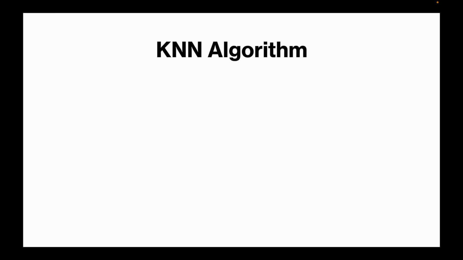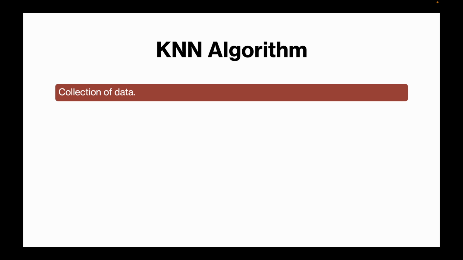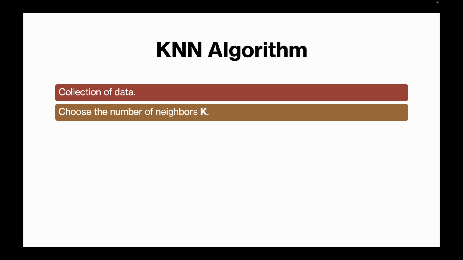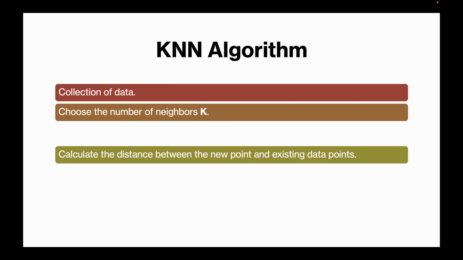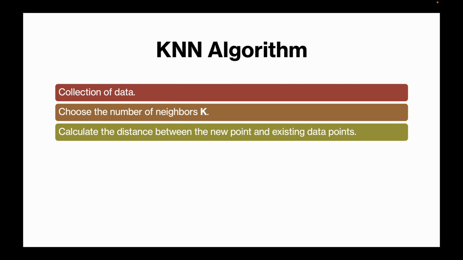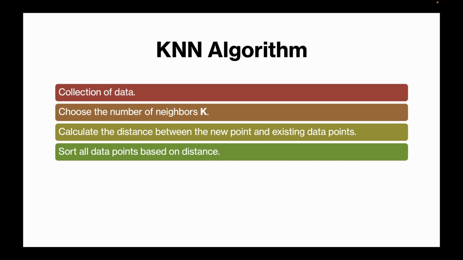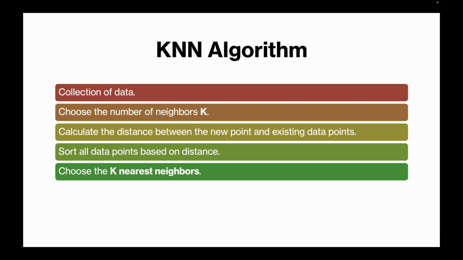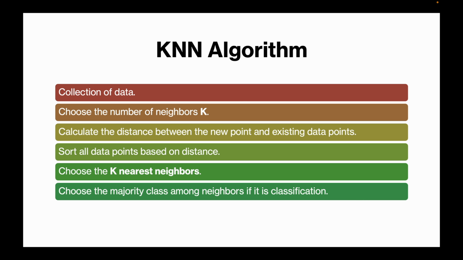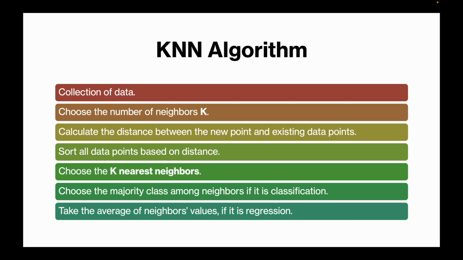KNN algorithm. The first step is the collection of data, and then choose the number of neighbors, that is k. The third is to calculate the distance between the new point and all existing data points. The fourth is to sort all the data points based on distance, and then choose the k nearest neighbors. Choose the majority class among neighbors if it is classification. If it is regression, take the average of the neighbors' values. So this is the KNN algorithm.